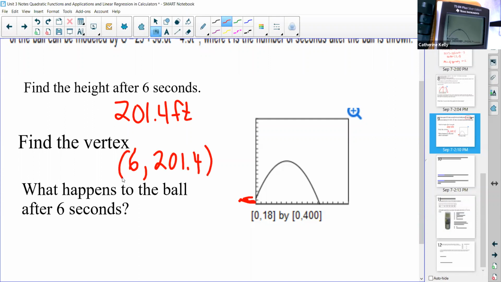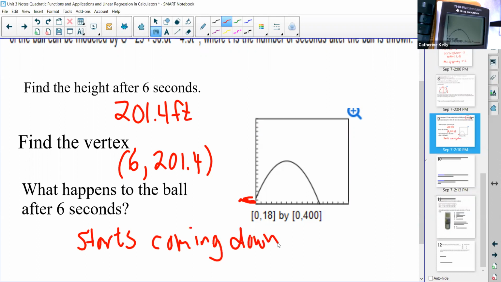What happens to the ball after 6 seconds? It stops in the air and it starts decreasing. Starts coming down. Is right here.